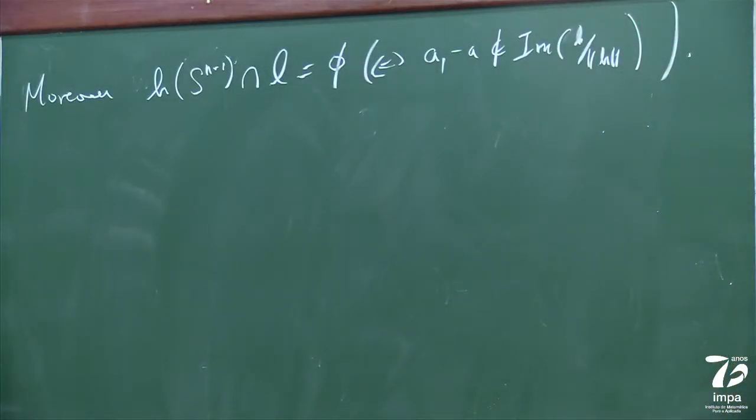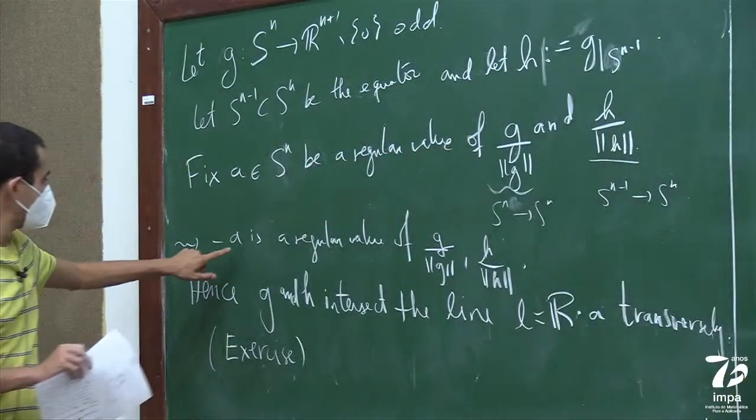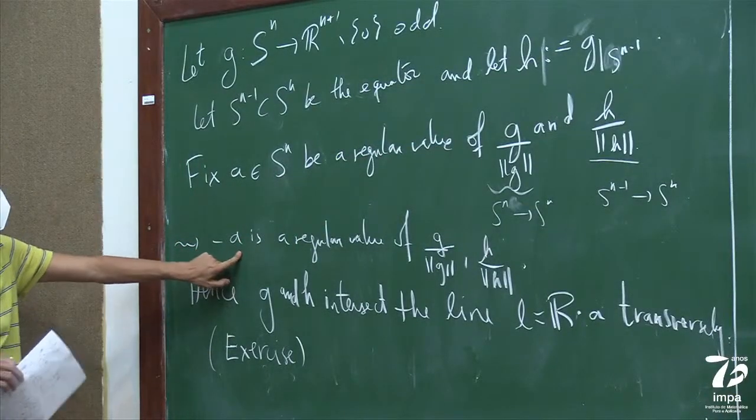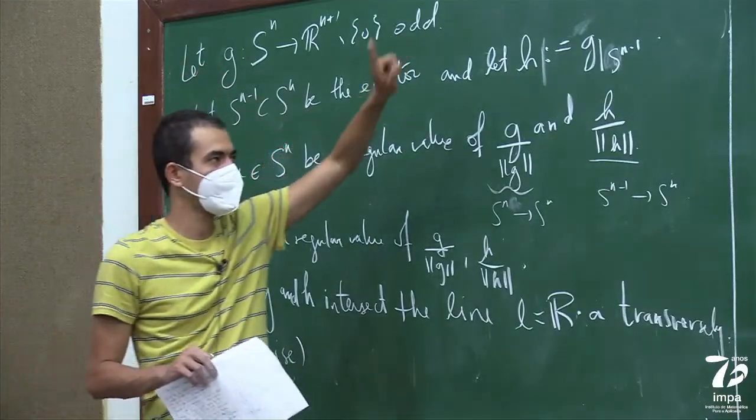Okay? And here I'm using the fact, to say that if you choose a regular value of this, then minus a is a regular value of this, that the function g and the function h are odd.